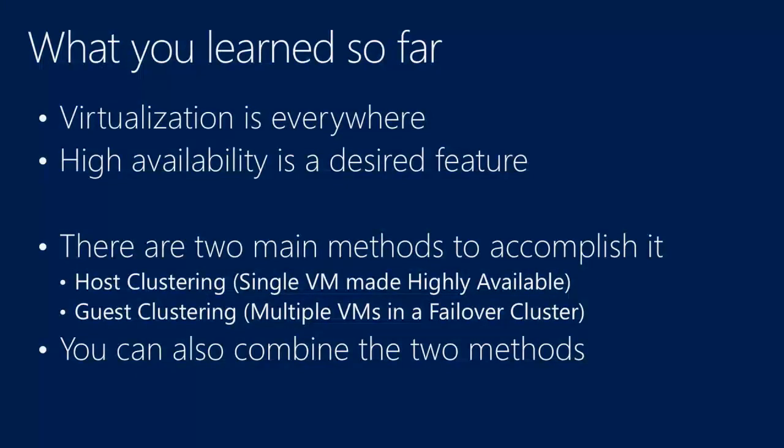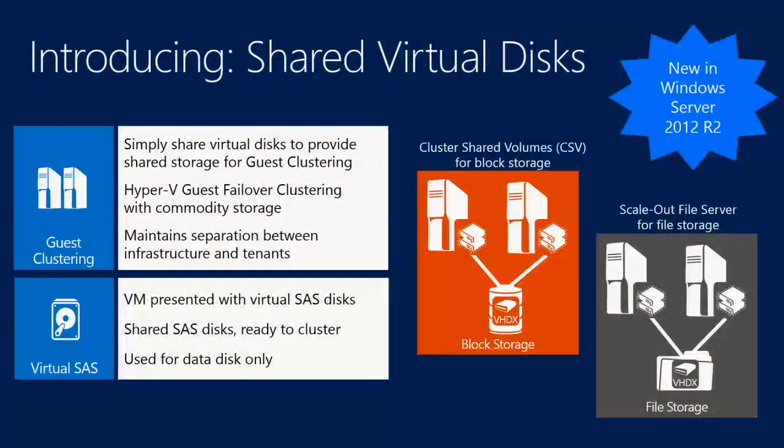So you saw that we can do host clustering and we can do guest clustering. Now, you can also, as you saw, combine the two so that you have a little bit of monitoring, and then if that doesn't work, you can restart the VM as well. Now, there is one problem though. Today, in order to have guest clustering, you need to have shared storage for your VMs. And if you are doing that, that means in up to Server 2012 that you're either doing iSCSI to the guest or you're doing virtual fiber channel.